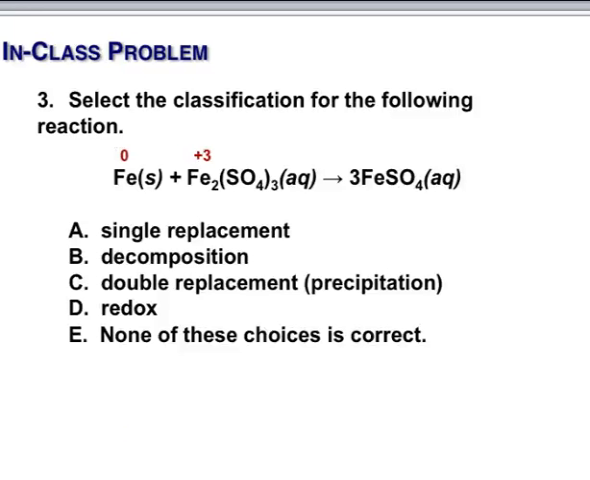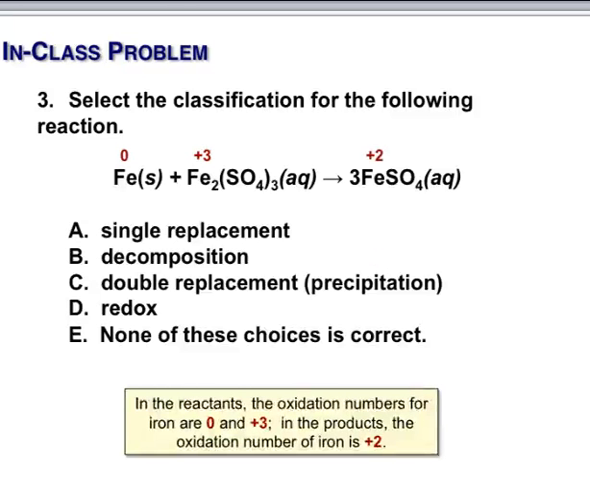What's this compound? Iron sulfate. What's the charge on sulfate? Sulfate is -2. Therefore, this must be iron 2 sulfate. Iron has gone from 0 and +3 to +2. Therefore, oxidation numbers have changed, and this is a redox reaction.